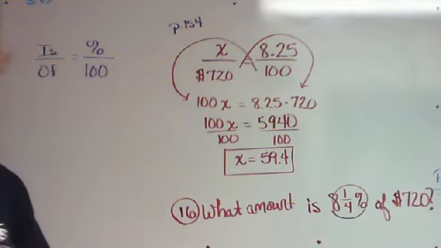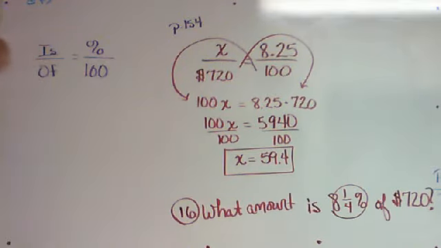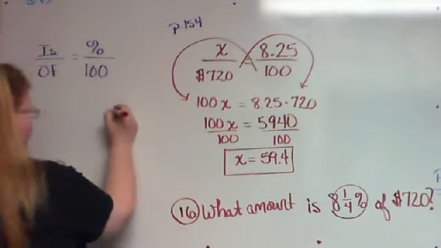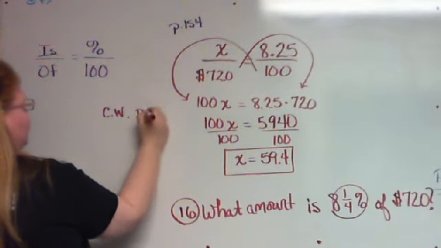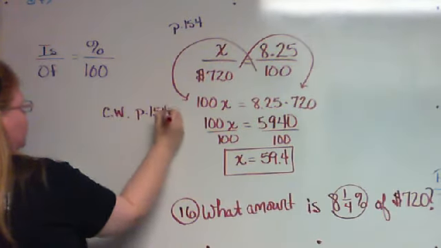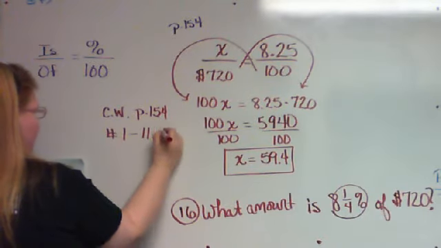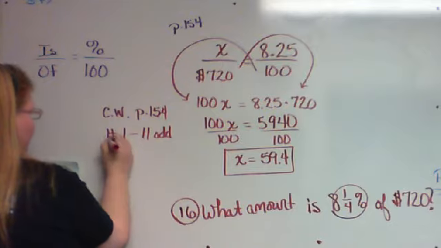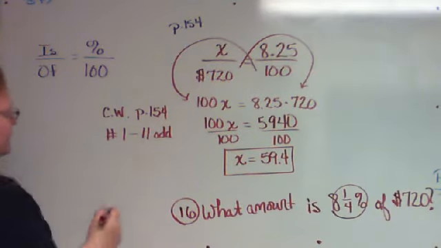Okay, so thus endeth section 4.5. Woohoo! Which means we are down to what is your classwork and what is your homework. Aren't you excited about that? Classwork. It's on page 154. Numbers 1 through 11 odd. Out of the practice exercises.